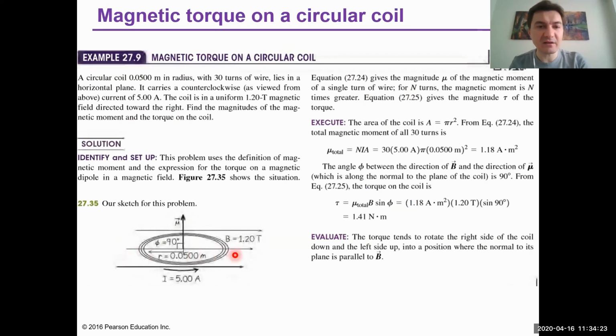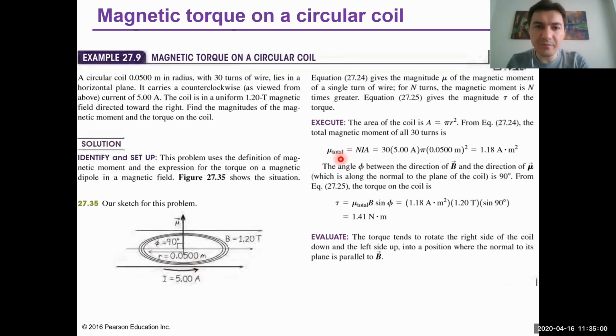So here we have a magnetic field, which is given by 1.2 Tesla, direction of the magnetic field. And find the magnitudes of the magnetic moment and the torque on the coil. Since the direction of the current is given, by applying the right-hand rule, this is the direction of the moment, okay? So by applying the right-hand rule, you can easily calculate the direction of the magnetic moment, and this is the direction of the magnetic field. The magnitude of the magnetic moment and the torque on the coil is asked.